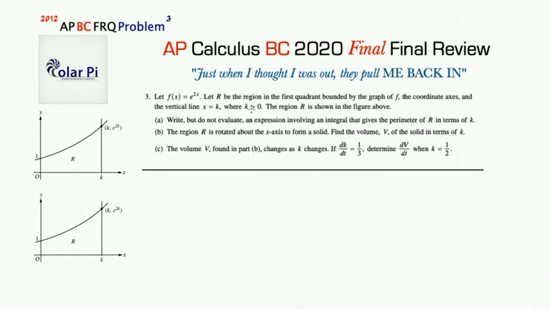I have k is greater than 0. Important. But do not evaluate an expression involving an integral that gives the perimeter of R. So they start with the perimeter, which is kind of strange. In my review video part 3 for the 2020, I said that I had never seen any question that involved a line integral on the BC FRQs except that one question. Well, apparently there was another one here, and this one was from 2011.